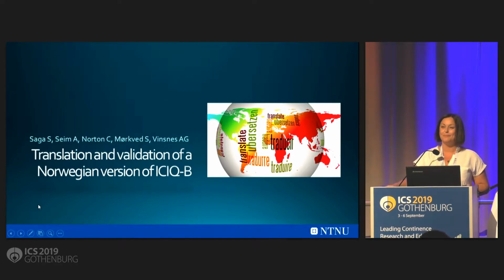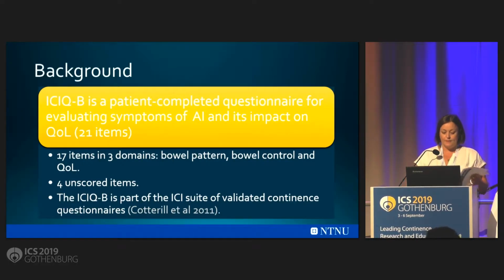Hello. I will present the translation and validation of a Norwegian version of ICIQ. ICIQ is a patient-completed questionnaire for evaluating symptoms of anal incontinence and its impact on quality of life.